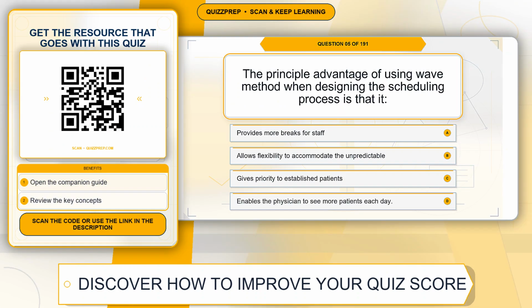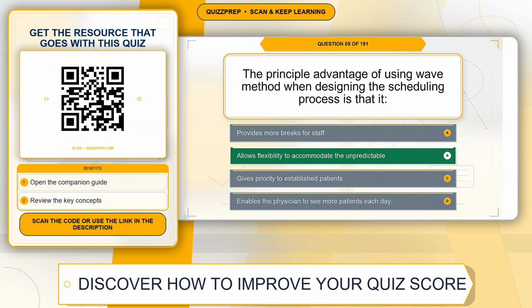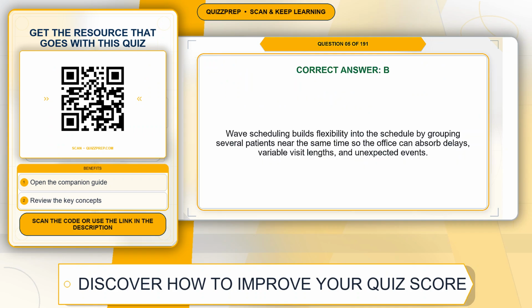Question 5. The principal advantage of using wave method when designing the scheduling process is that it: Option A, provides more breaks for staff. Option B, allows flexibility to accommodate the unpredictable. Option C, gives priority to established patients. Option D, enables the physician to see more patients each day. The correct answer is option B, allows flexibility to accommodate the unpredictable. Explanation. Wave scheduling builds flexibility into the schedule by grouping several patients near the same time so the office can absorb delays, variable visit lengths, and unexpected events.